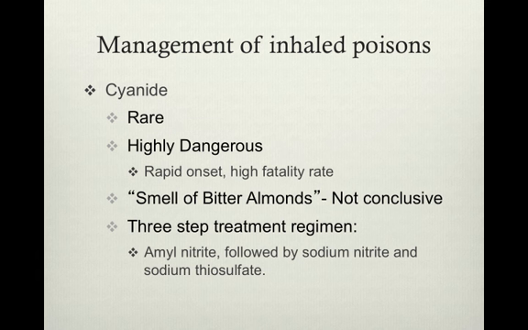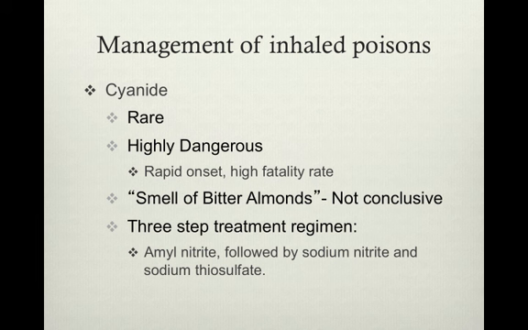Management of inhaled poisons continued here. Cyanide, pretty rare, however highly dangerous, rapid onset, and has a high fatality rate when inhaled. Cyanide. Smell of bitter almonds, and that's not conclusive on that. What I mean is some people say it smells like bitter almonds, some people say no it doesn't. So it's not 100% conclusive if you smell bitter almonds that you're smelling cyanide.